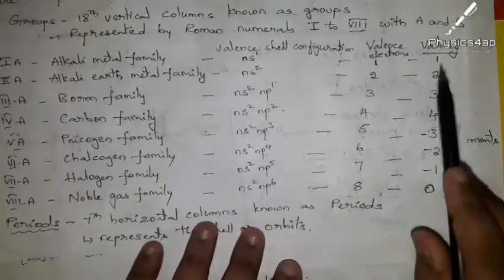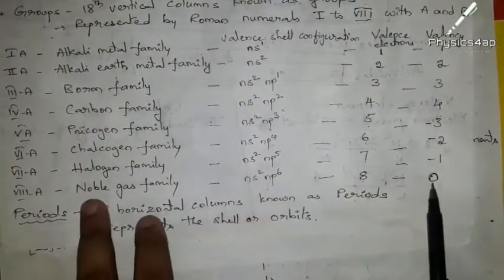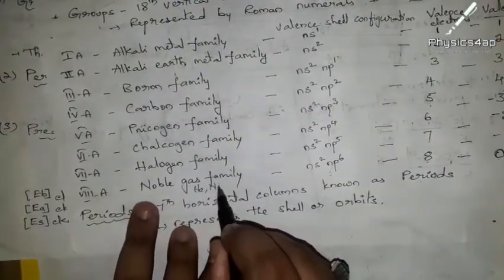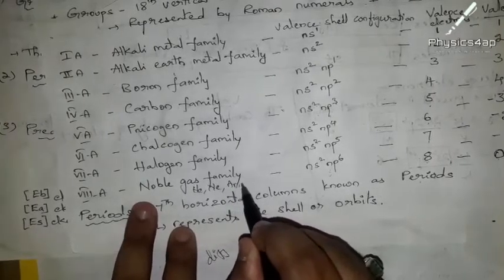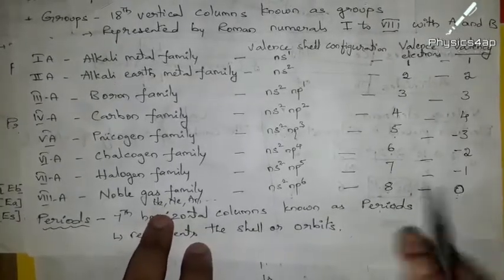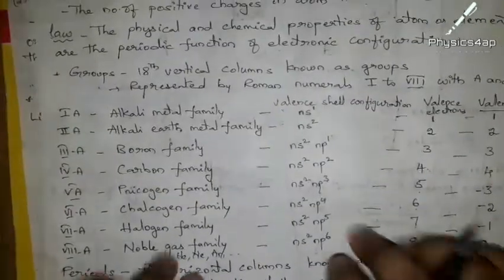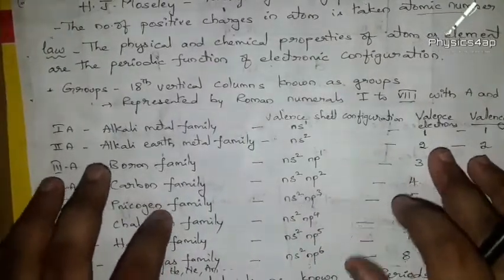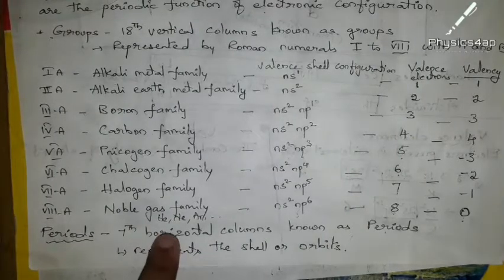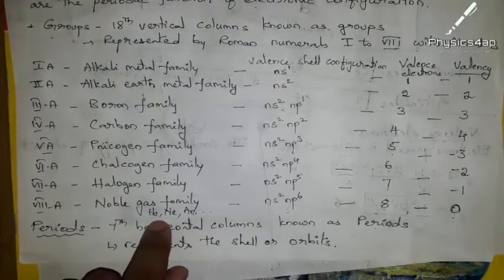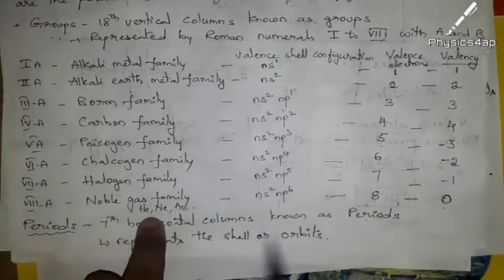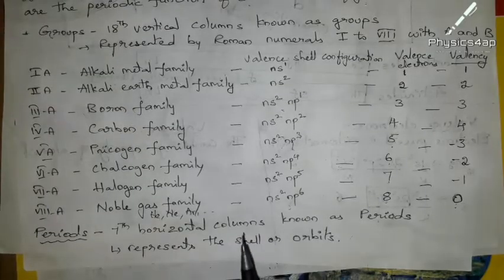Now if we see here, the valency is 0 for the noble gases, like helium, neon, argon, krypton and xenon. As all these noble gases have valency 0, they won't combine with any of the elements. They have a nature that doesn't get combined. That is why they are called noble gases or inert gases. Because they won't combine with any element, as their valency is 0. That means they don't have any combining capacity.